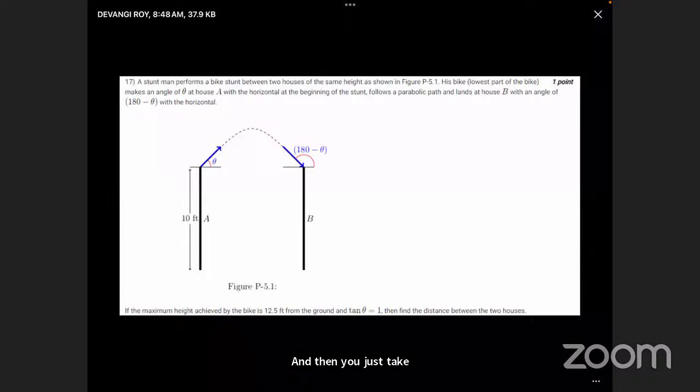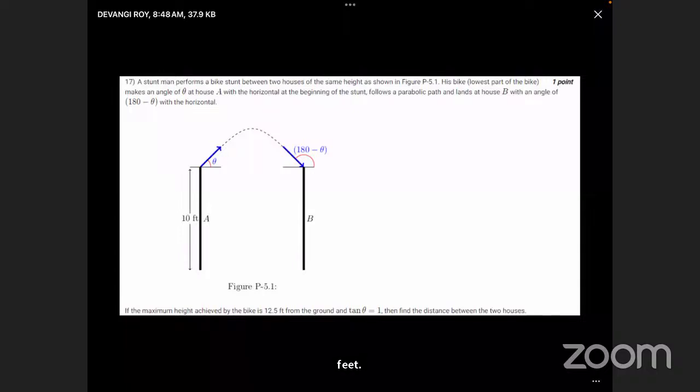Okay, got it. And then that's the mistake you're making. You took the height directly as 2.5, and because it's 45 degrees, you took 2.5 and 2.5, and then you said it's 5 feet. This is how you solved it? Yes, sir.